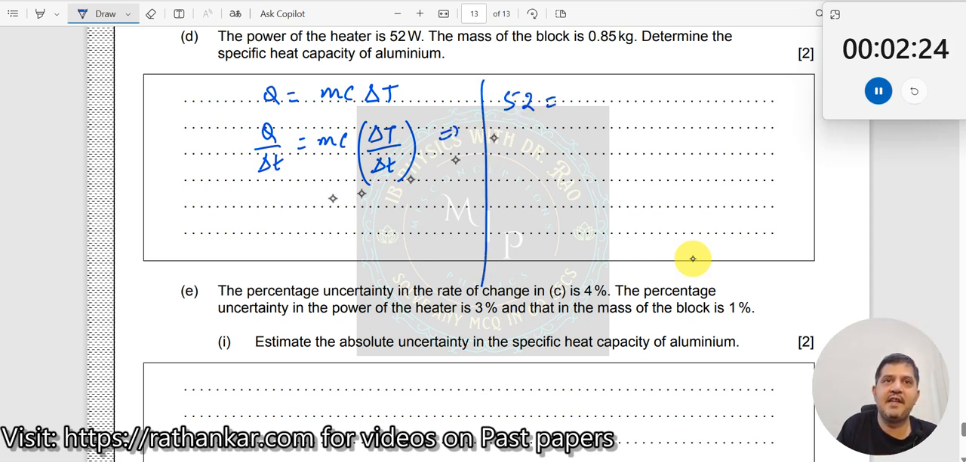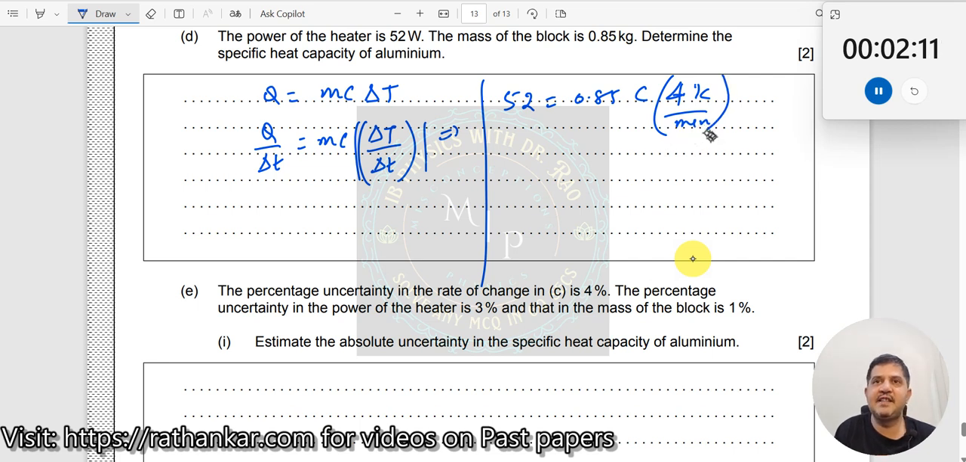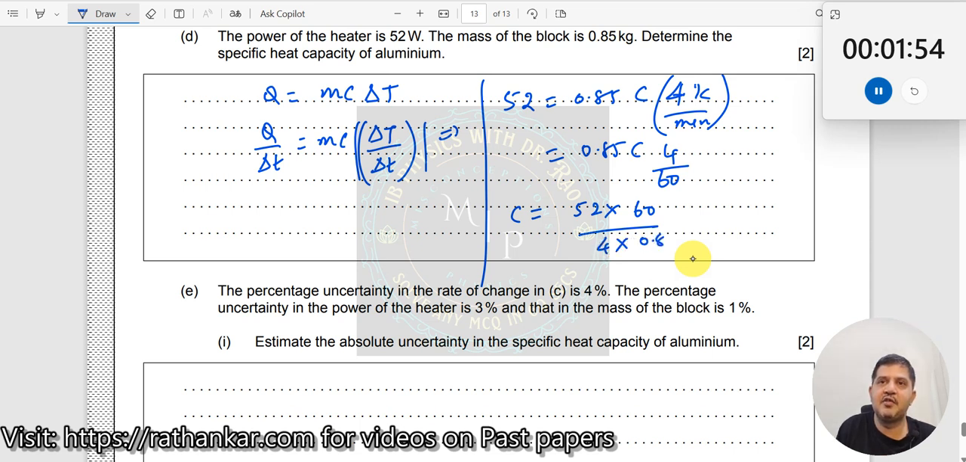52 watts is equal to mass is 0.85. C we do not know. This is minus 4. I'll take only the magnitude of this. So therefore, this should be 4 Kelvin per minute. But you know, in SI unit, minute is not the unit for time. So I should convert this into seconds. So I will write this as 0.85 C into 4 divided by 60 seconds. So let us find the value of C now. C should be 52 into 60 divided by 4 multiplied by 0.85.